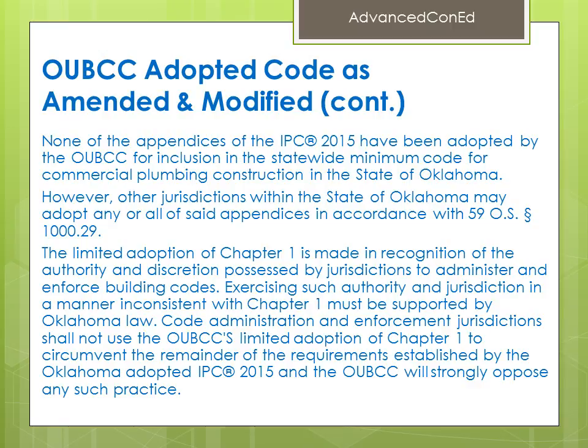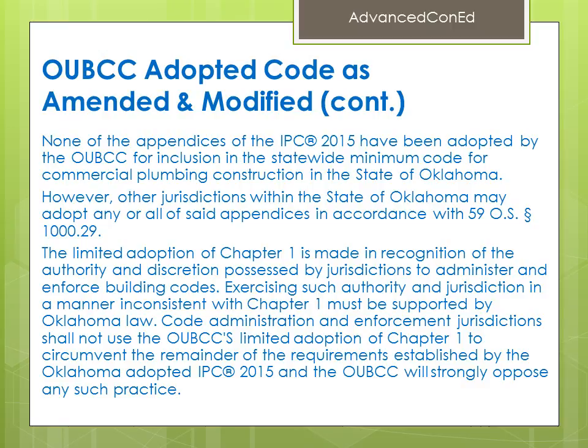OUBCC adopted code as amended and modified, continued. None of the appendices of the IPC 2015 have been adopted by the OUBCC for inclusion in the statewide minimum code for commercial plumbing construction in the state of Oklahoma. However, other jurisdictions within the state of Oklahoma may adopt any or all said appendices in accordance with 59 Oklahoma Statute, Section 1000.29.